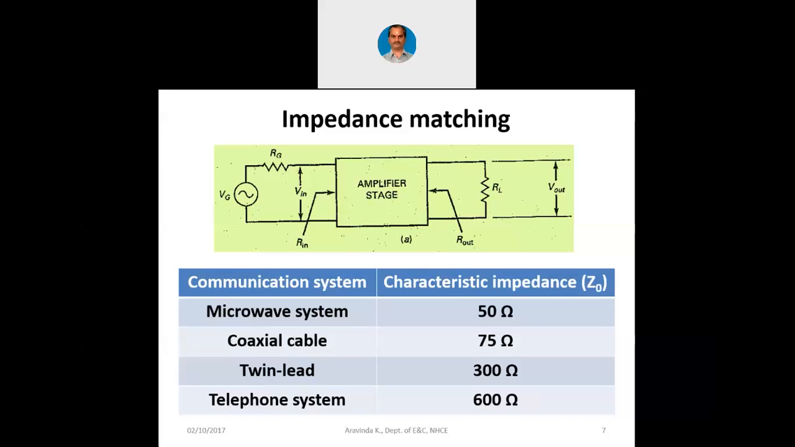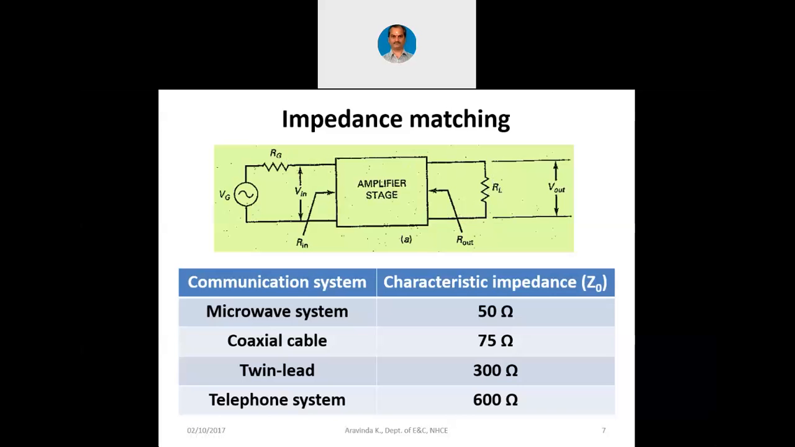Such cables will contain still larger characteristic impedance, that is 600 ohms. So when a telephone is connected to this particular cable, the telephone should have a characteristic impedance of 600 ohms only, because now the telephone works as this RL. When the telephone is there as RL, and there's a wire coming from the telephone exchange, if the source impedance and load impedance match each other, then only there will be maximum power transfer. So a telephone has to be designed in such a way that it will have an impedance of 600 ohms.